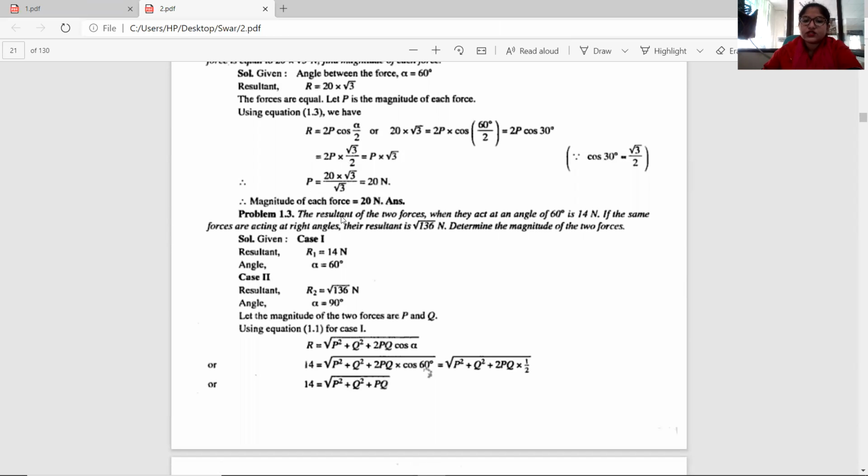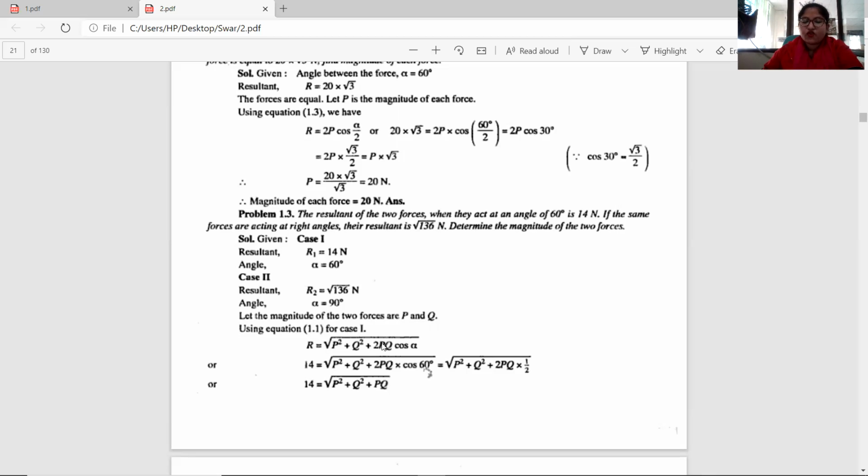The next problem says the resultant of two forces acting at an angle of 60 degrees is 40 Newton. If the same forces are acting at a right angle, their resultant is under root of 136 Newton. Determine the magnitude of the two forces. So the first case is resultant R1 equals 40 Newton, angle alpha equals 60 degrees. In the second case, R2 equals under root of 136 Newton, and alpha will be 90 degrees. There are two cases. We already studied these two cases, so put the formula for those two cases in this question.